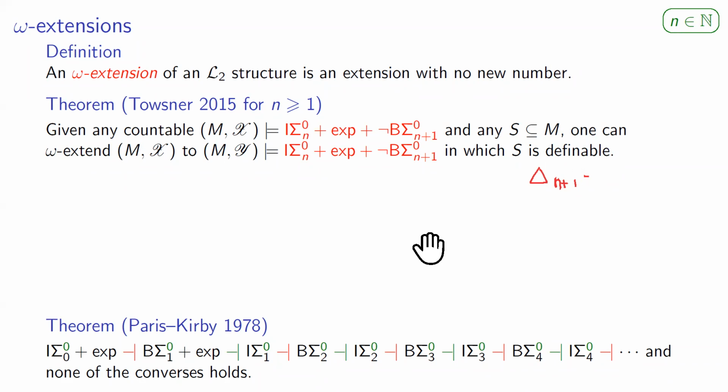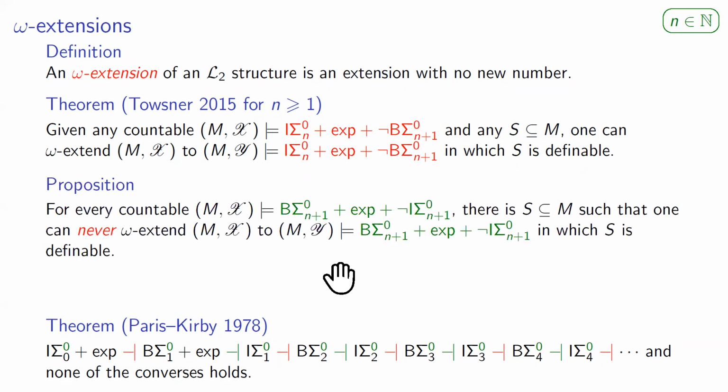And this is not true if we look at the other levels, B but not the next I. Given any countable model of this level, B but not the next I, one can always find a subset of the first order universe that can never be definable in an omega extension, preserving the amount of induction that we already had. So there aren't many omega extensions if we're at the level B but not the next I, in a sense.